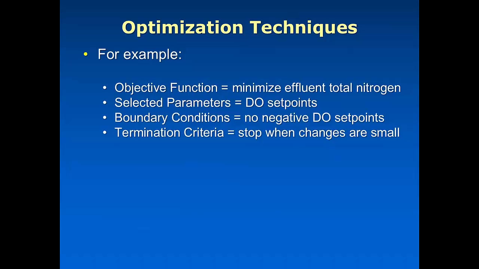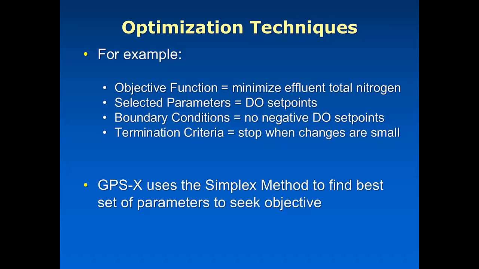So for the example, let's say we were trying to minimize total effluent nitrogen here, effluent total nitrogen. So that is a specification of that objective function. We then select parameters that we are going to allow it to adjust. So let's say, for example, in a plug flow tank, we are going to allow it to adjust the dissolved oxygen set points. It can control where the air is going to go. We can set some boundary conditions, well, in this case, no negative DO set points. So we're going to allow it to go all the way down to 0, and then the termination criteria is basically stop when the changes between one guess and the next set of guesses become very small. And it uses a simplex method to find that best set of parameters to seek that objective.